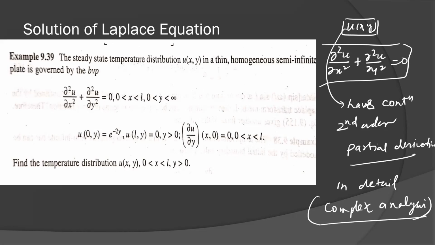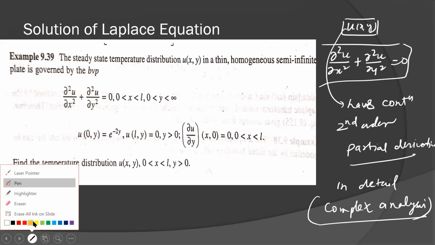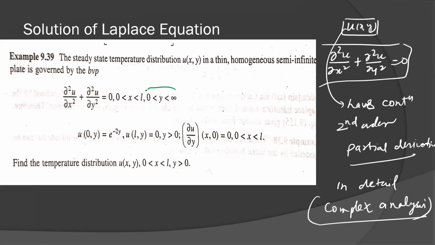So the given problem of the Laplace equation is the steady state temperature distribution u(x,y) in a thin homogeneous semi-infinite plate. Semi-infinite means y is given in the question, from 0 to infinity, starting from 0 with one value finite. x is finite here and y is semi-infinite. It is governed by the boundary value problem ∂²u/∂x² + ∂²u/∂y² = 0, where x is between 0 and L, and y is between 0 and infinity.